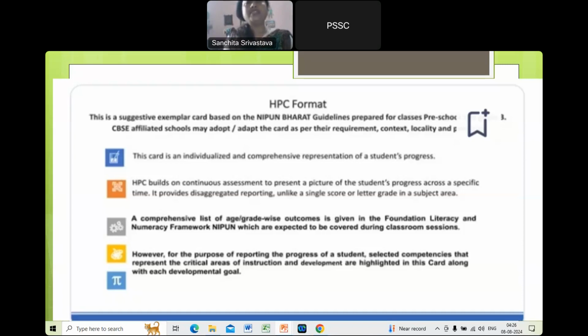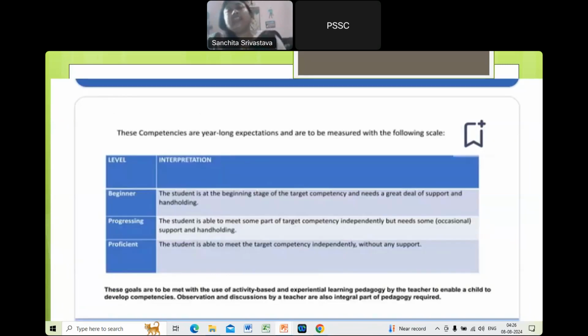Okay. Now you see, the 3 competencies, the year-long expectations, are to be measured with the following scale. So this is a scale, a level, and this is an interpretation. See, we have 3 categories if we are following the Nipun one. We begin with beginner, then progressing, and then proficiency. Proficiency means the child has achieved everything, and beginner, the child is starting. So what is in the beginner form? The student is at the beginning stage of the target competency, whichever target you have made. So the child is a beginner here and needs a great deal of support and hand holding.